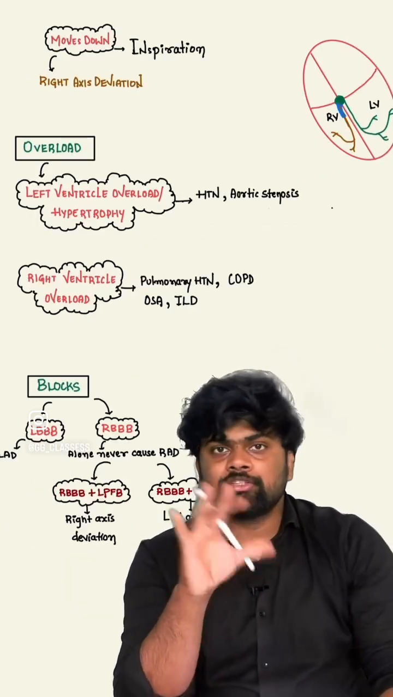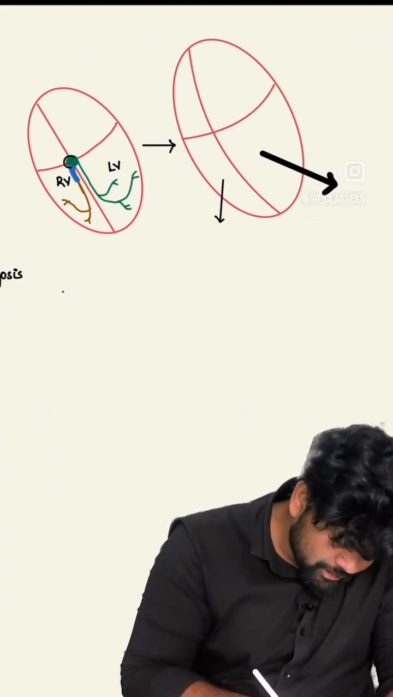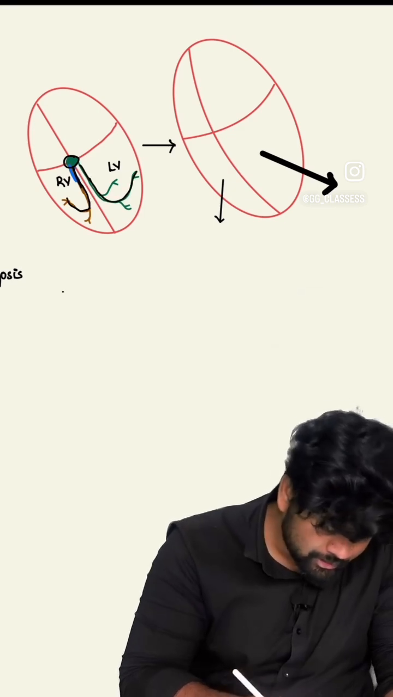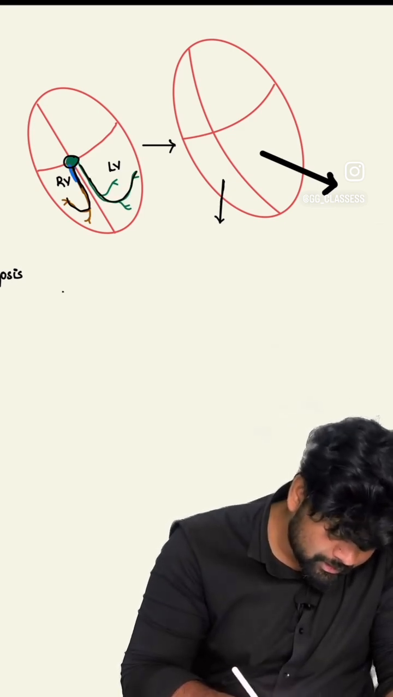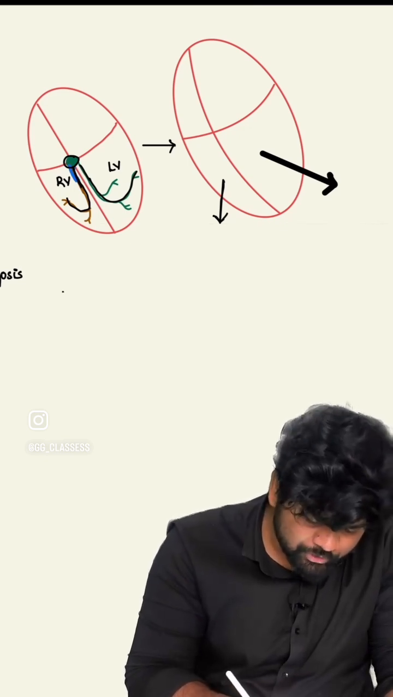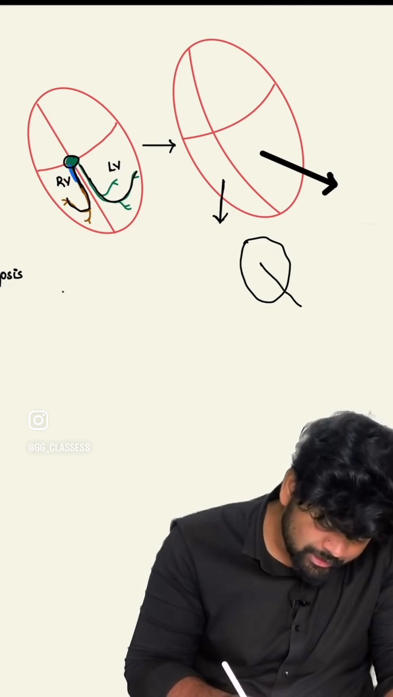Now the second cause, that is overload. Before going to overload, let us study the electrical conduction. Here we have the AV node, this is the right bundle branch and this is the left bundle branch. The right bundle branch will activate the right ventricle, the left bundle branch will activate the left ventricle. So the resultant vector: this is the right heart getting activated, this is the left heart getting activated. The left heart mass is larger, so its vector will be larger. So the total resultant vector after adding these two will come a little bit towards the left side.